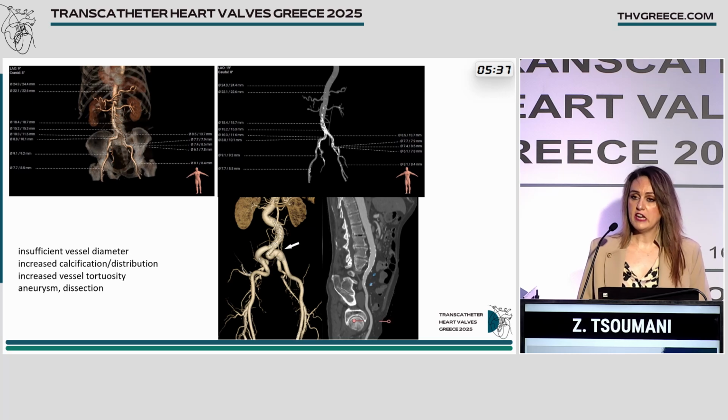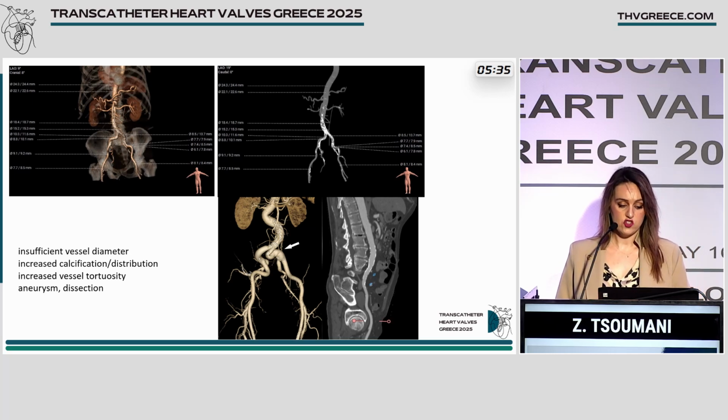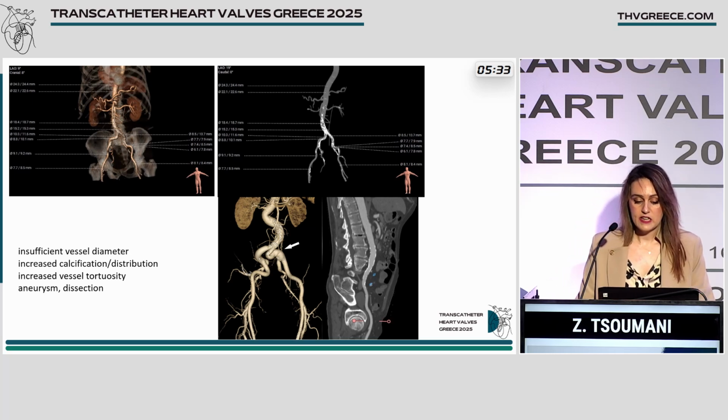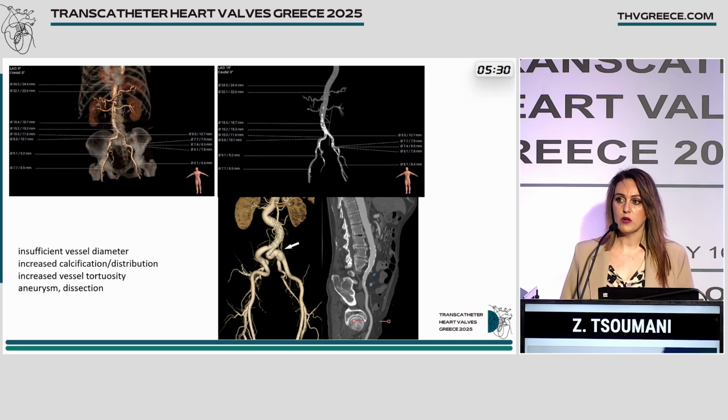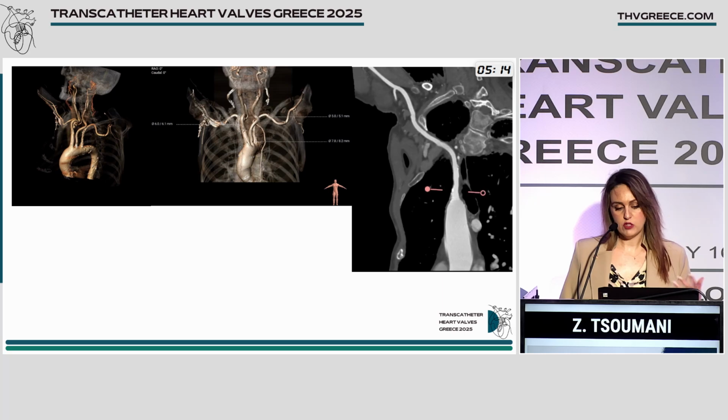We need to look really carefully in this vascular CT angiography to assess any high-risk anatomy for vascular complications, such as insufficient vessel diameter, increased calcification and its distribution, increased vessel tortuosity, the presence of aneurysm, dissection, or stents. Once the transfemoral access is contraindicated, then we can look into other access routes like left subclavian, left carotid, transapical, transcaval.